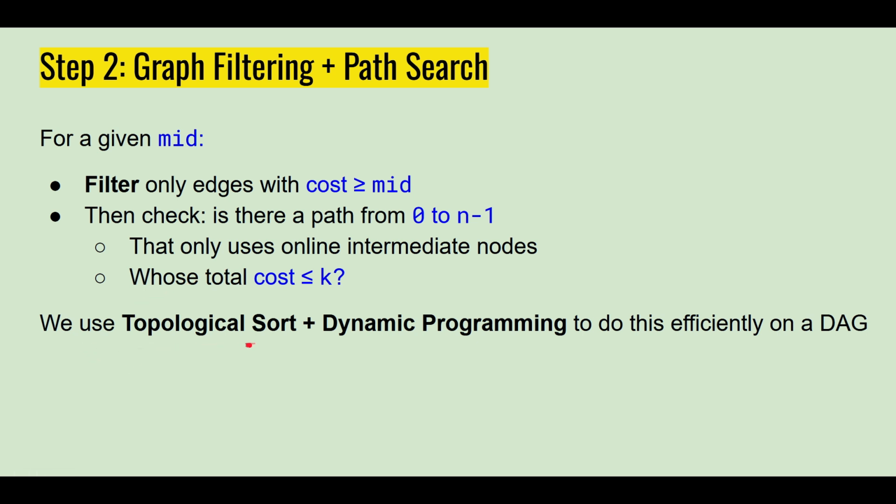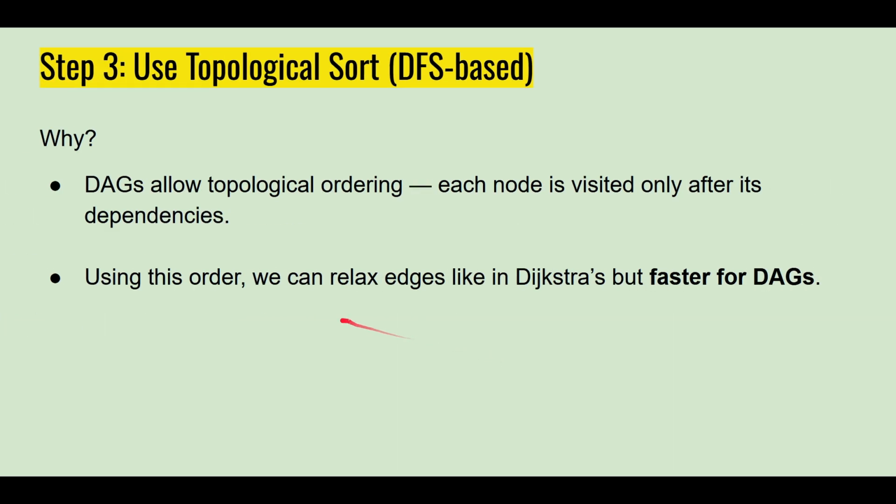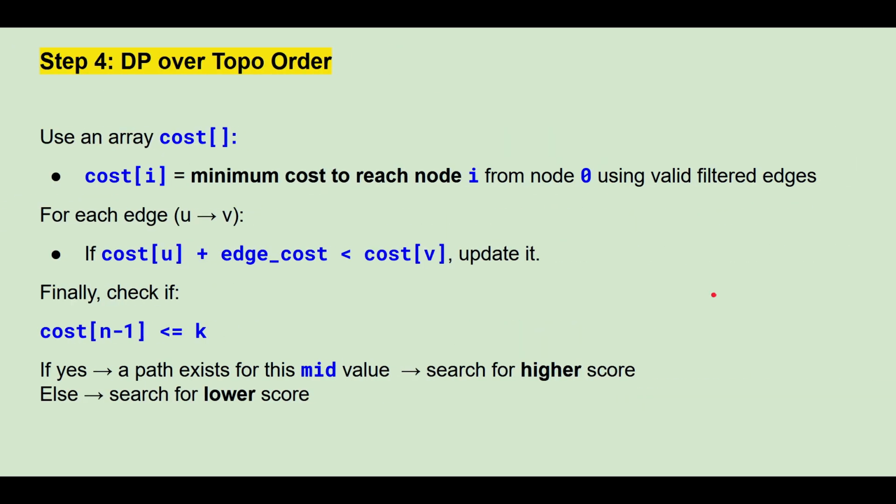Then we will use topological sort plus dynamic programming to do this efficiently on the DAG. Why are we going to use the topological sort? Because a topological sort of a DAG gives a topological order, where each node is visited only after its dependencies. Using this order, we can relax edges like Dijkstra's, but faster for DAGs. If you're not aware of the topological sort, let me know in the comment section. I'll create another video so you can understand how it works.